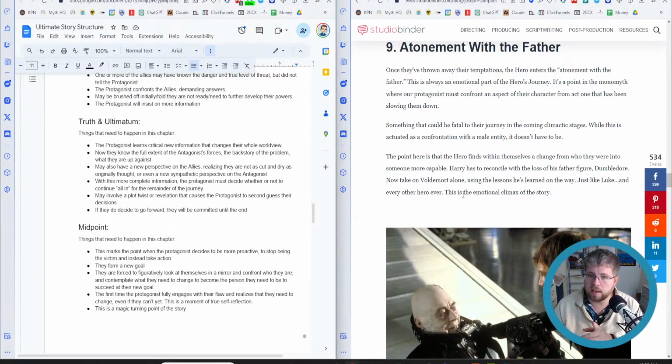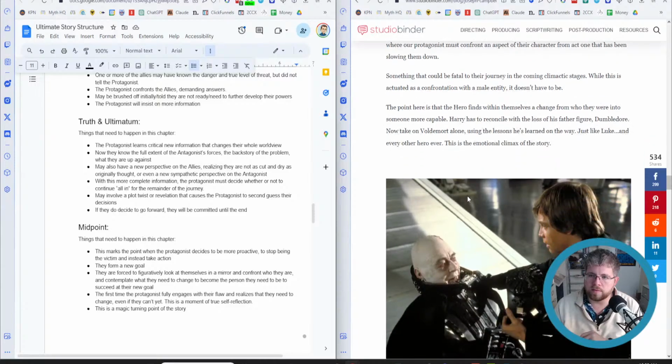While this is actuated as a confrontation with a male entity, it doesn't have to be. The point here is that the hero finds within themselves a change from who they were into someone more capable. Harry has to reconcile with the loss of his father figure Dumbledore, now take on Voldemort alone, just like Luke.